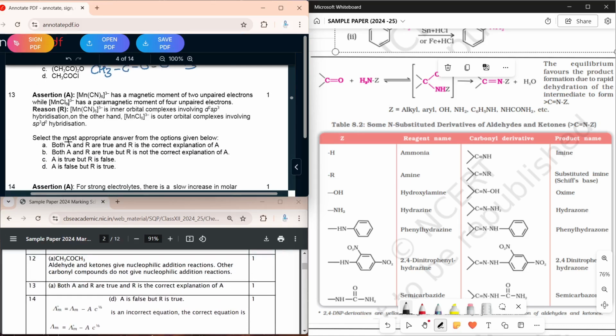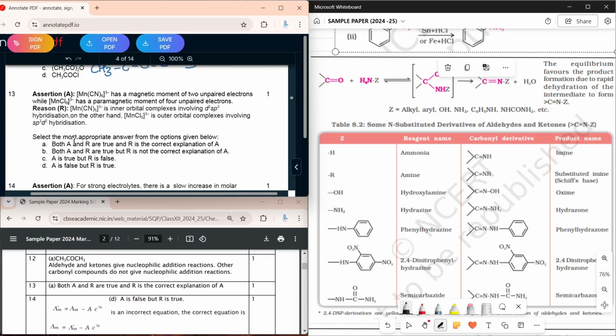The next question over here is an assertion and reasoning question. For assertion and reasoning questions, you have: both A and R are true, and R is the correct explanation of A; both A and R are true, but R is not the correct explanation of A; A is true, R is false; A is false, R is true. Honestly, these sort of questions used to confuse me in the past. Sometimes they do even now, but it's okay.